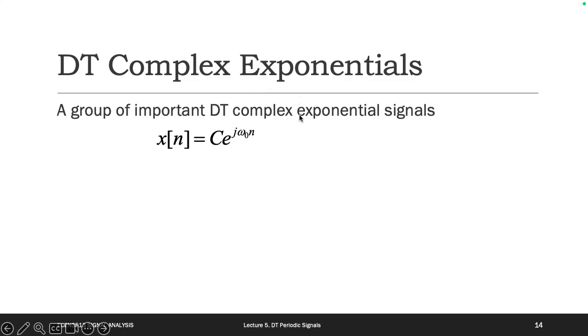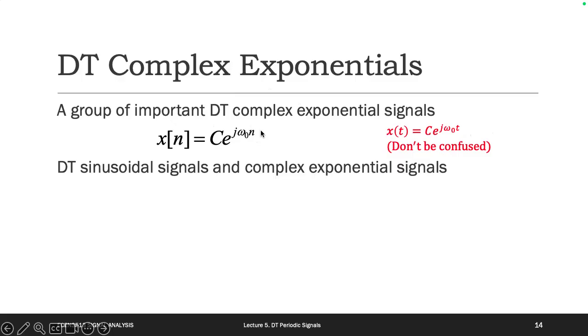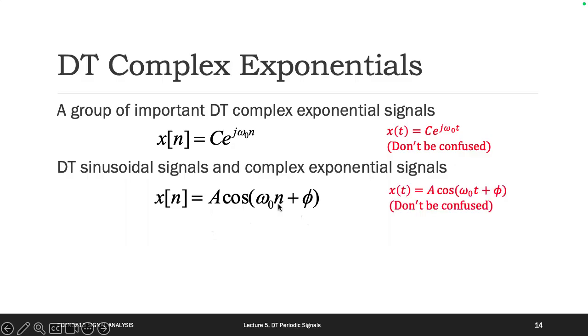Don't confuse this one with this one, because you can see this one is continuous. Here is a T, but here is n. So when you deal with signals, you need to pay attention to that. Okay, and then DT sinusoidal signals and complex exponential signals. This is the DT complex exponential signal. This is the DT sinusoidal signal. We define it like this. The difference between this and the continuous CT sinusoidal signal is just that here it is n. Did you notice that? Don't confuse it with the CT continuous signals.